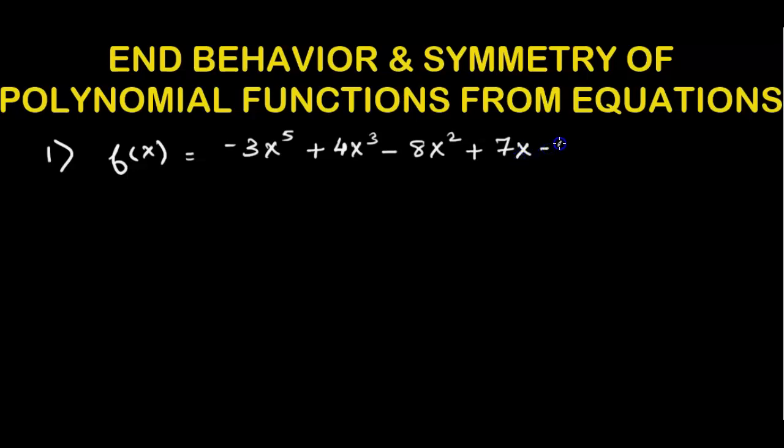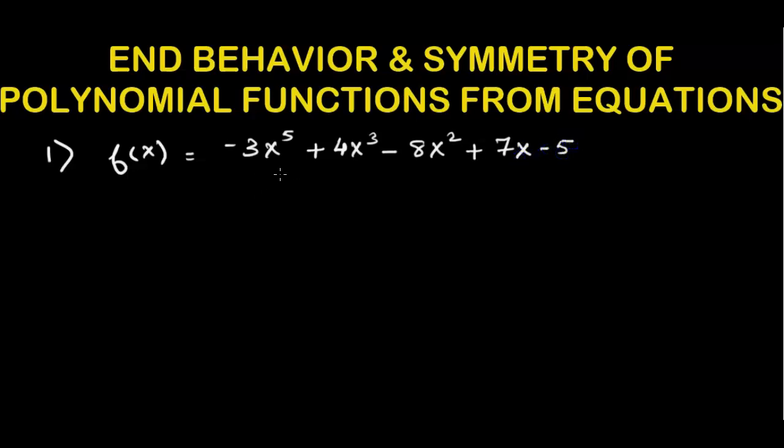Hey guys, in this lesson we will understand how to write down the end behavior and symmetry of polynomial functions when we are given the polynomial function in the form of equations. Let's say we're given a polynomial function as f(x) equals negative 3x to the power of 5 plus 4x cubed minus 8x squared plus 7x minus 5.